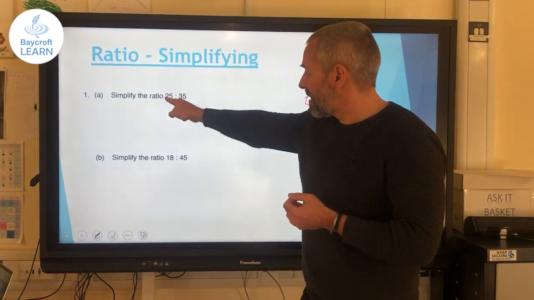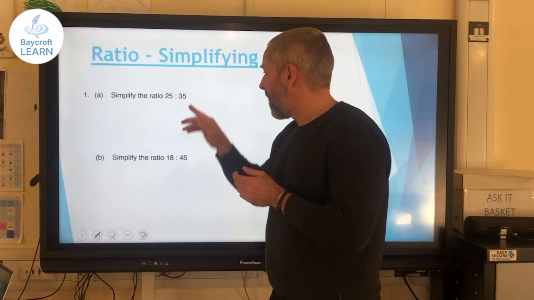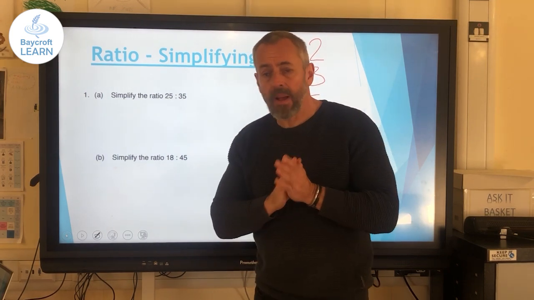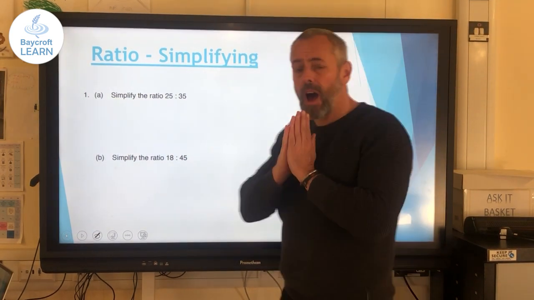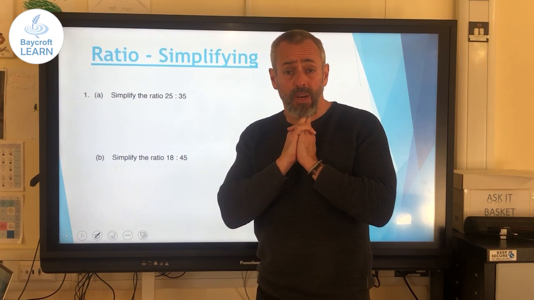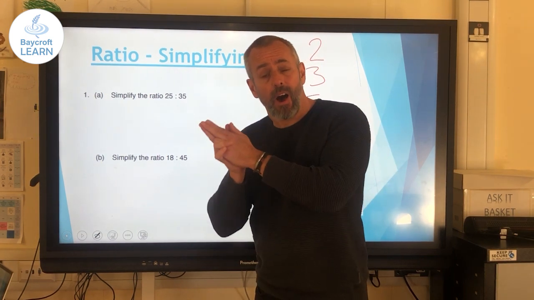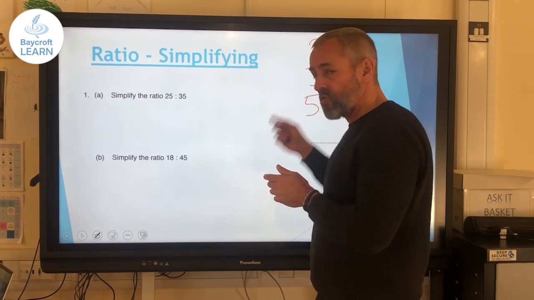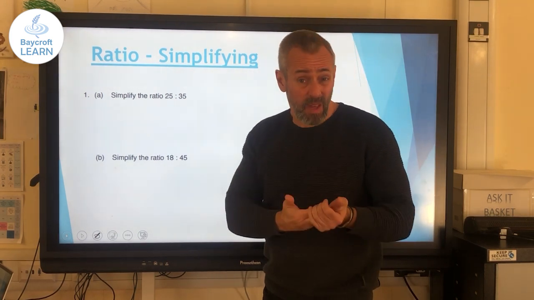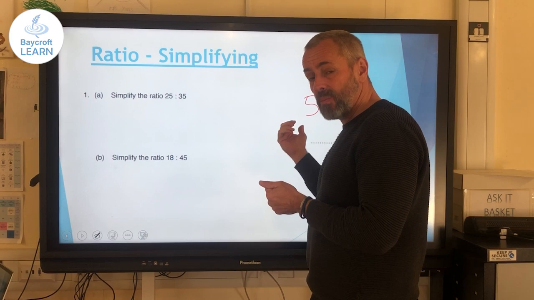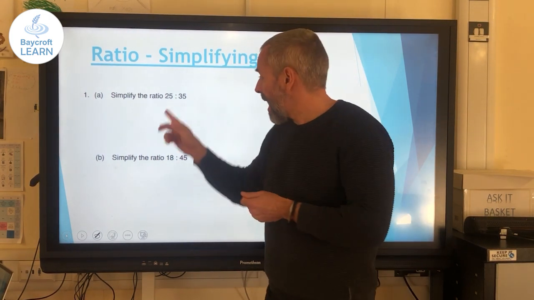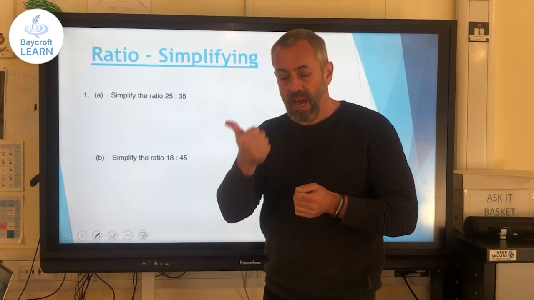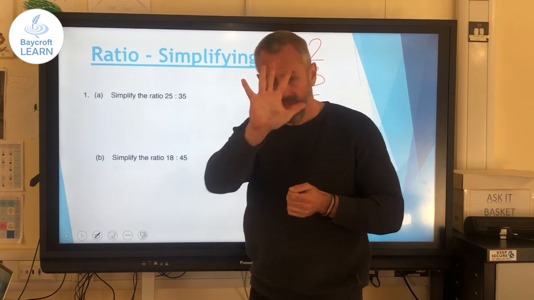This question here says simplify the ratio of 25 to 35. So the first thing we're going to see is, are both of those numbers in our 2 times table? Well, no, they're not because they are odd numbers. So we're not going to use our 2's. Are they in our 3 times tables? No, they're not. Are they in our 5 times tables? Yes, they are. How many 5's are there in 25? 5, 10, 15, 20, 25.